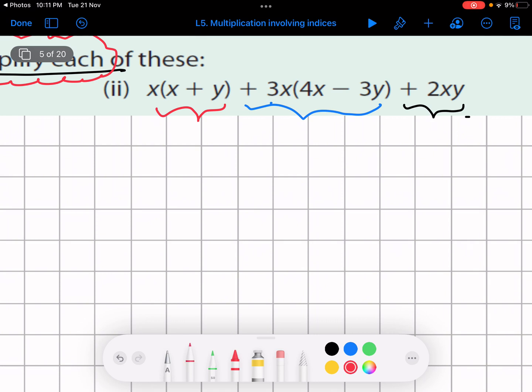So we have x multiplied by x plus y. So we do what's in the first. So we multiply the x by whatever is in the brackets. So we multiply the first x by x equals x squared. And then we multiply it by the second letter. So we get x multiplied by plus y, which will give us plus x times y.